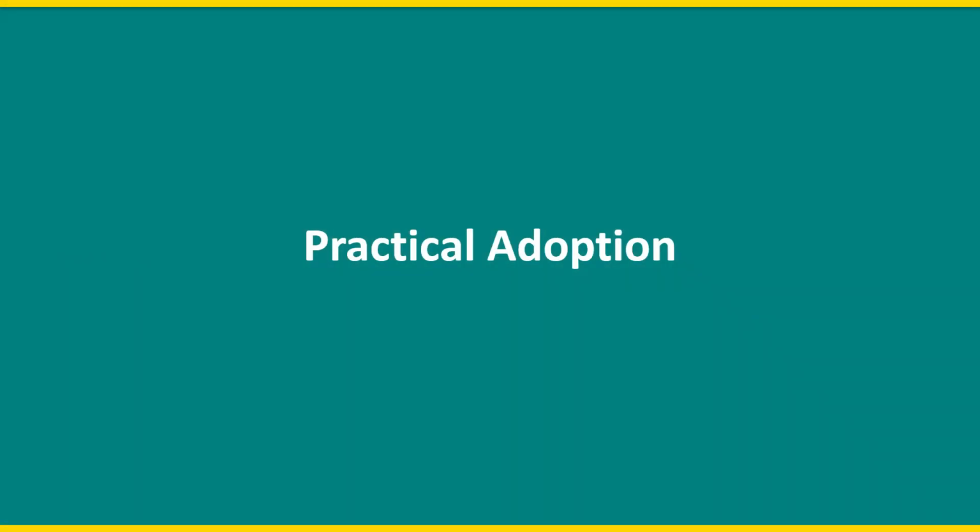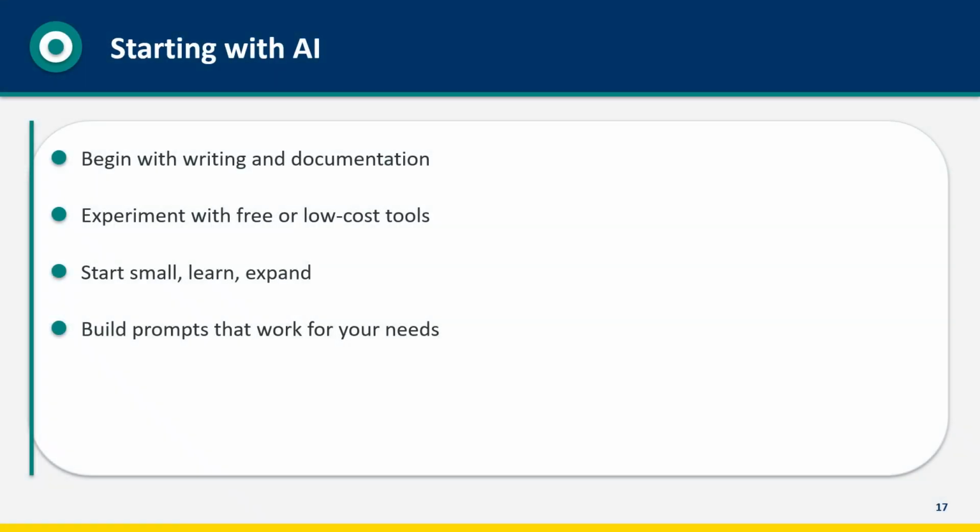Let's discuss how to practically adopt AI tools in your project management practice. If you're new to AI tools, start with writing and documentation. These tools are mature and immediately useful. Experiment with free or low-cost tools before committing to expensive platforms. Start small. Try AI for one task, like drafting status reports. Learn what works, then expand to other uses. Build a library of prompts that work for your specific needs. Good prompts are assets worth saving.